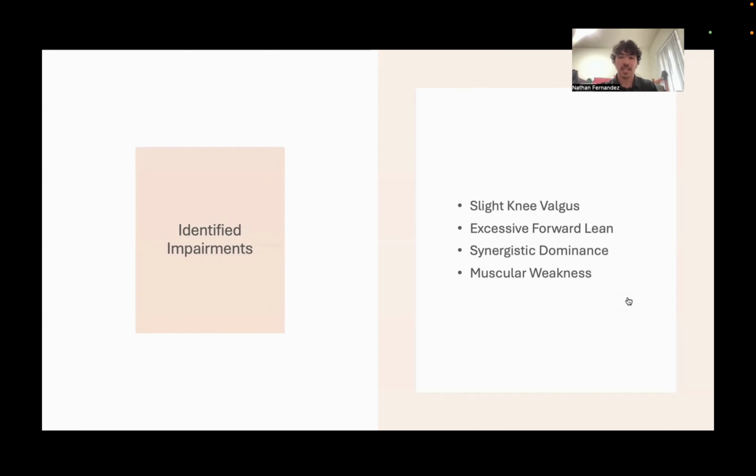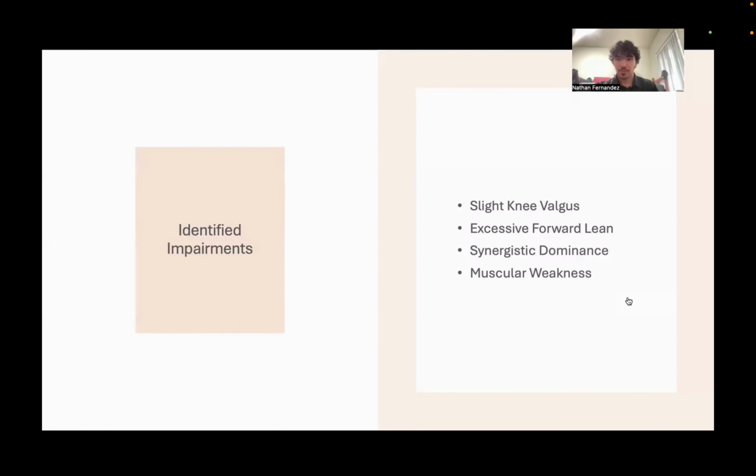The most likely cause of the slight knee valgus is the synergistic dominance of the quadriceps group to go from that seated to the standing position, as the quadriceps dominance in the motion has biomechanical force vectors working on the tibiofemoral joint, which could cause that slight knee valgus. Because the gluteus maximus is generally going to be the prime mover for a sit-to-stand motion, but as we saw with our client, the quadriceps dominance was evident.